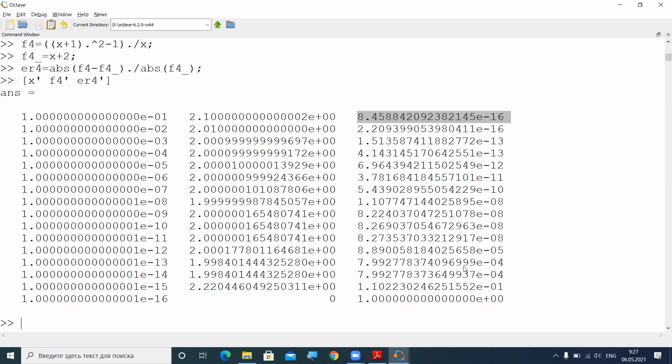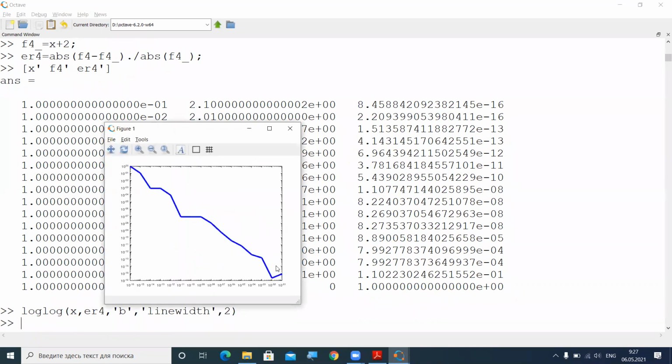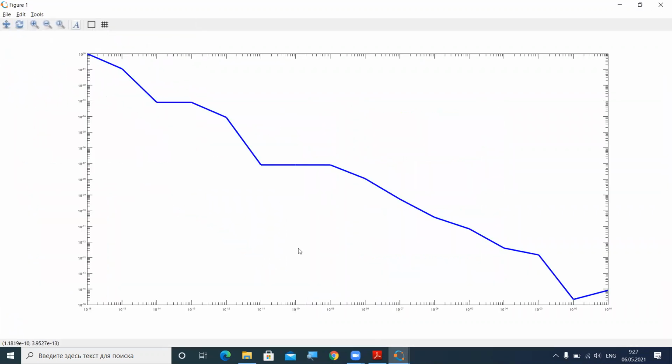Do you understand me? Okay, yes, Professor. Good. Now, again, just show the graph here using log. Here we have ER4 now. Let us show it. So here you can see the new graph. Okay. Now let's continue.